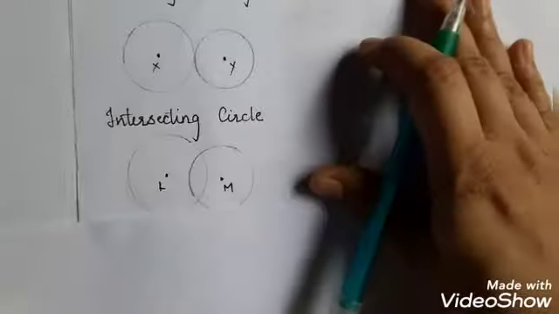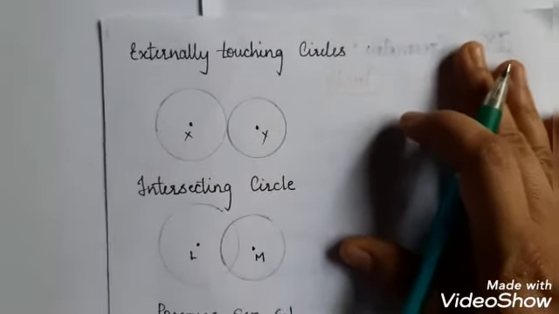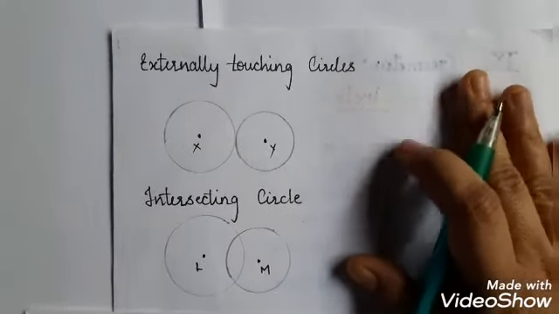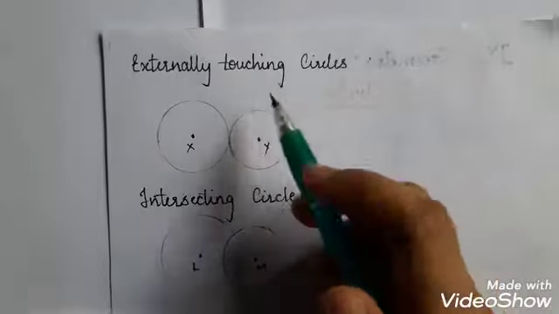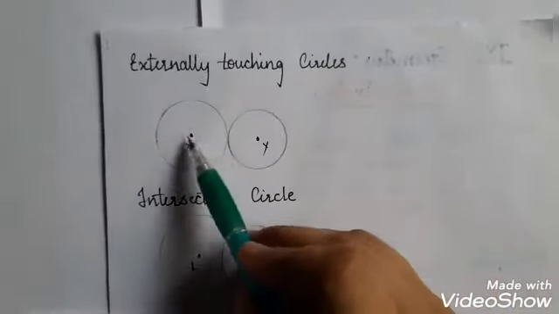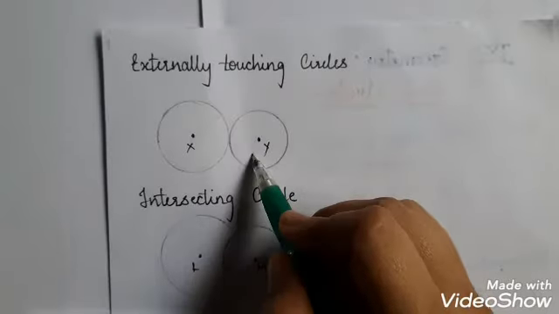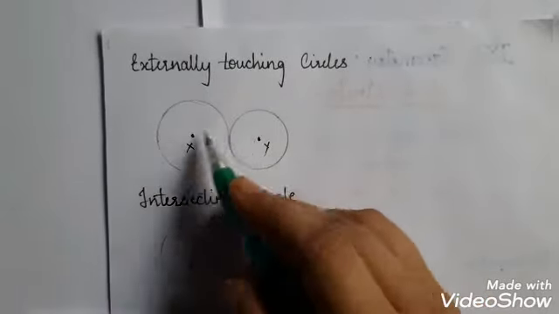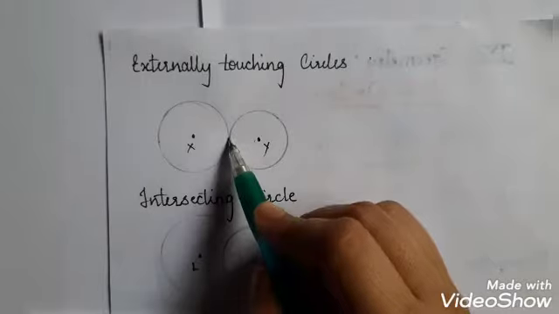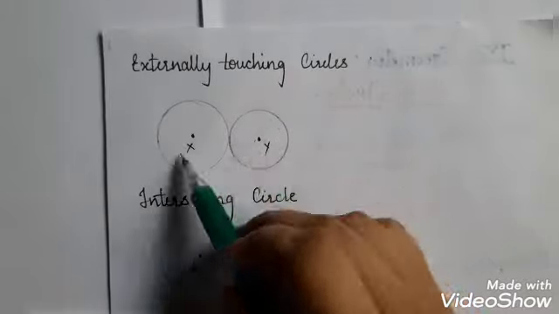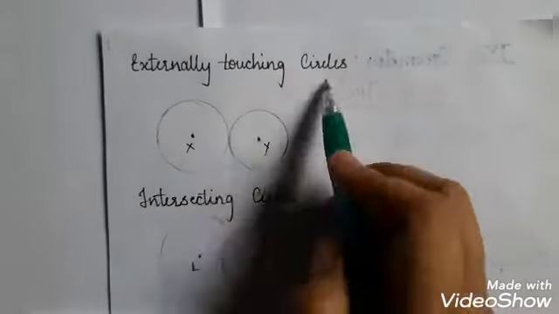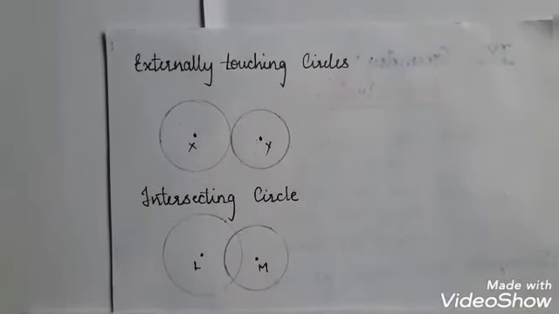Next, let us see the externally touching circles. Here also it is the same, but the circles are outside each other. Now point X is the center of this circle and point Y is the center of the small circle. Both the circles intersect each other at a common point, but they are outside. That is why they are called externally touching circles.